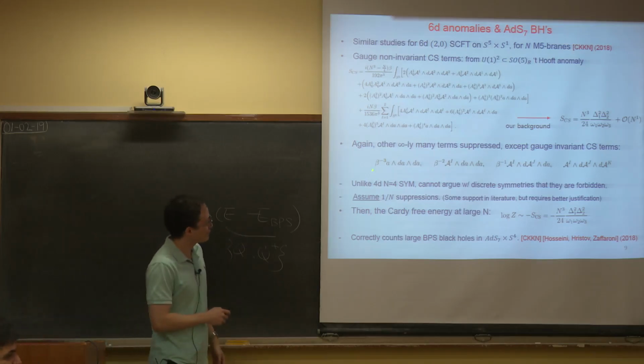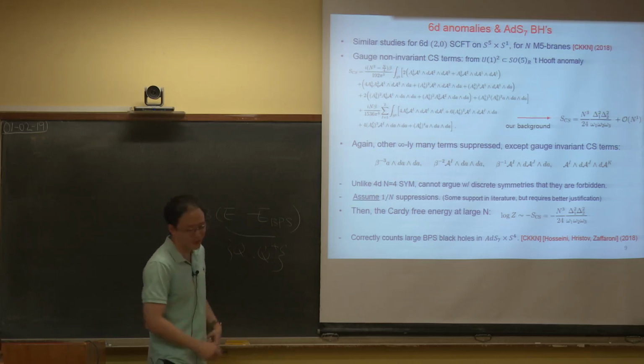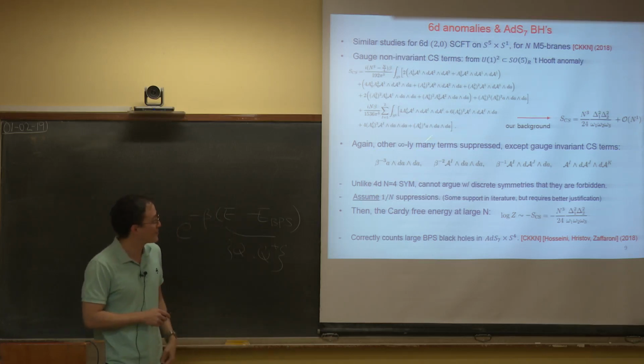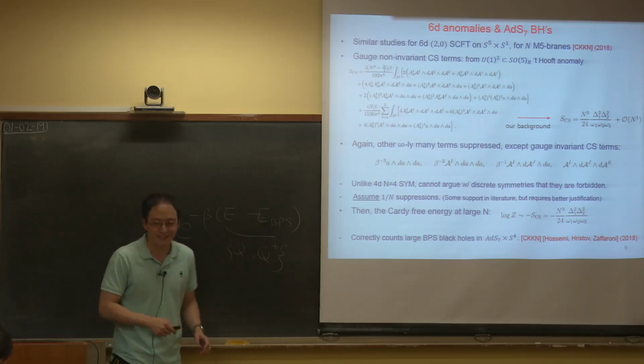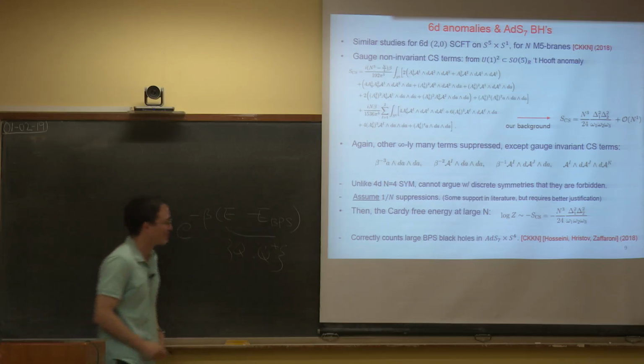Okay, thank you. So hopefully, I really want to make a proof of this assumption because, if I don't do this, I know what will happen. Somebody will someday come and they prove that these coefficients are 1 over n suppressed, and they'll claim that they counted large AdS7 black holes. So I want to do it myself as soon as possible.